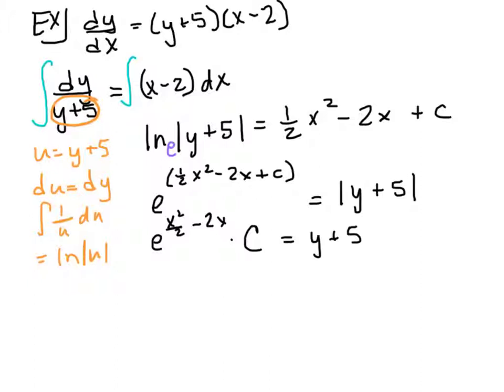So we're not quite done. All we're going to need to do is subtract that 5 from both sides. So we have c, move that in front, e to the x squared over 2 minus 2x is equal to y. Let's go ahead and give ourselves an initial condition to work with here. Let's look at the point (0, 1). So when x is 0 and y is 1, let's go ahead and try to find that c value.